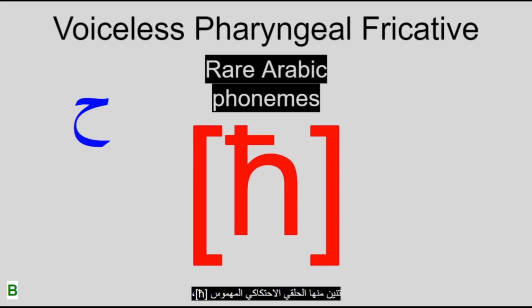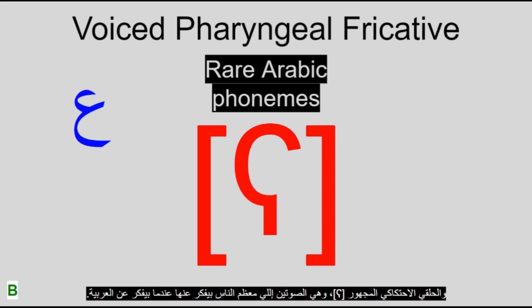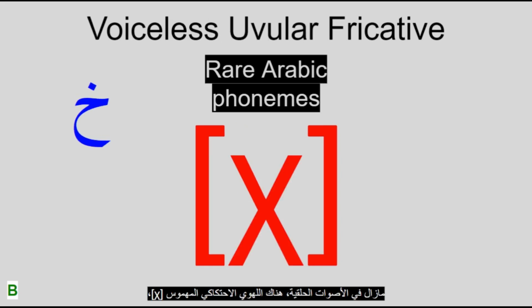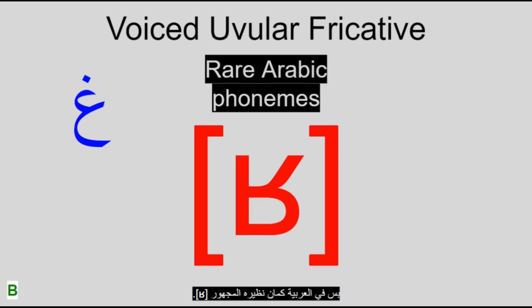First off, we have the guttural consonants. 2 of them are the voiceless pharyngeal fricative ha and the voiced pharyngeal fricative a, which are the 2 sounds most people think of when they think of Arabic. Still in guttural sounds, there's the voiceless uvular fricative kha, but Arabic also has its voiced counterpart gha.